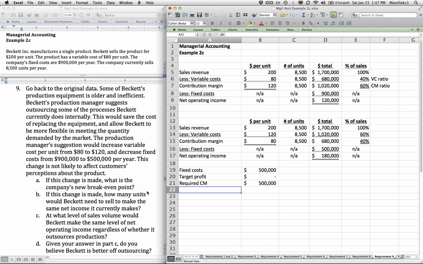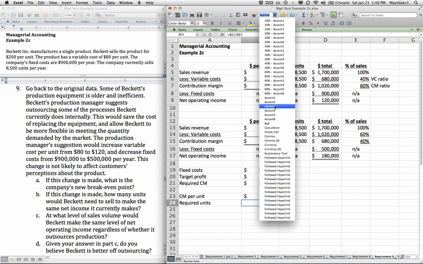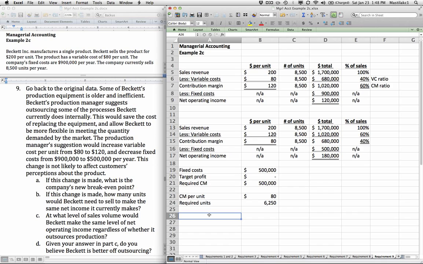Break-even point in units, so we're going to do number of units, CM per unit. Excuse my typo. CM per unit is now only $80, and the required units, the required CM divided by CM per unit, is 6,250. So this change, with our much lower level of fixed cost, means that instead of 7,500 units to break even, which we had in our original data, we now only have to sell 6,250 units to break even. So we are a lot less risky.